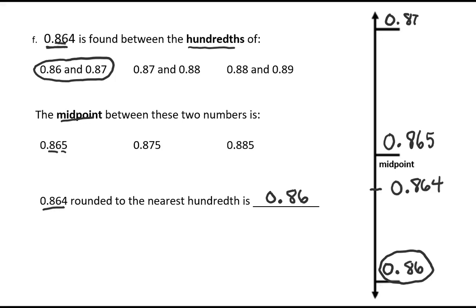The key to rounding these decimals is to figure out what two numbers the decimal is in between and figure out the midpoint and then decide if you're closer to the larger number or the smaller number.